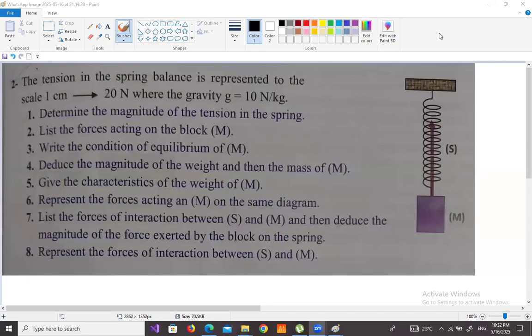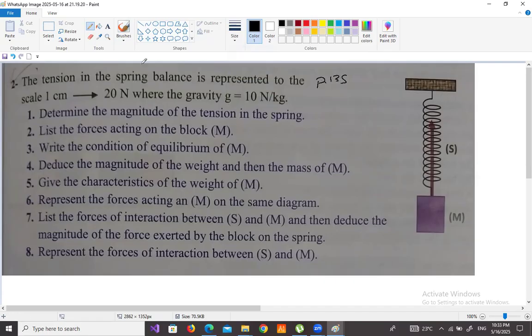Okay, grade 9. Now we are going to solve this problem from your Brilliant Physics book. Problem 2, page 135.